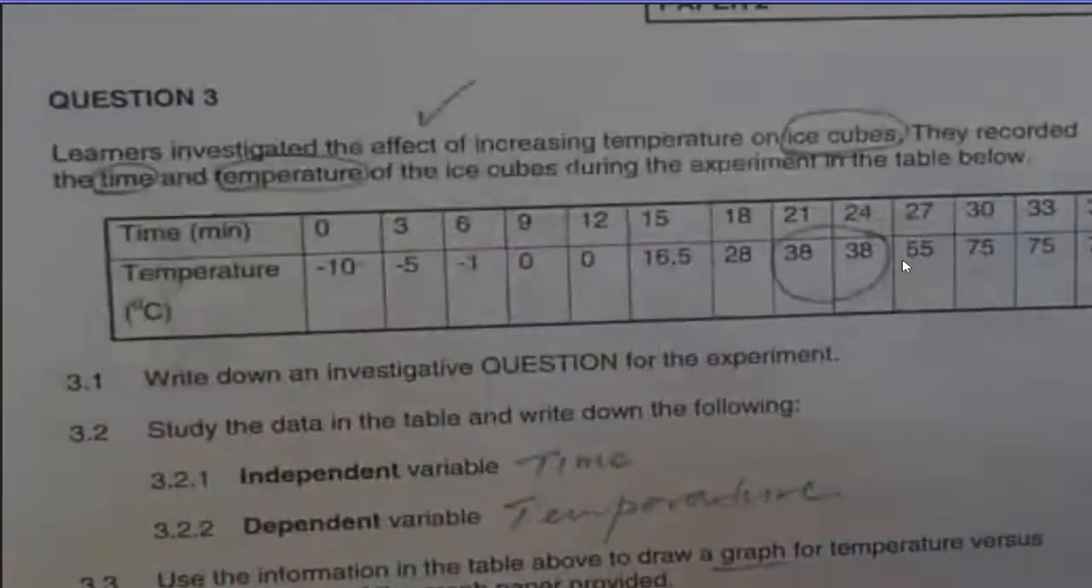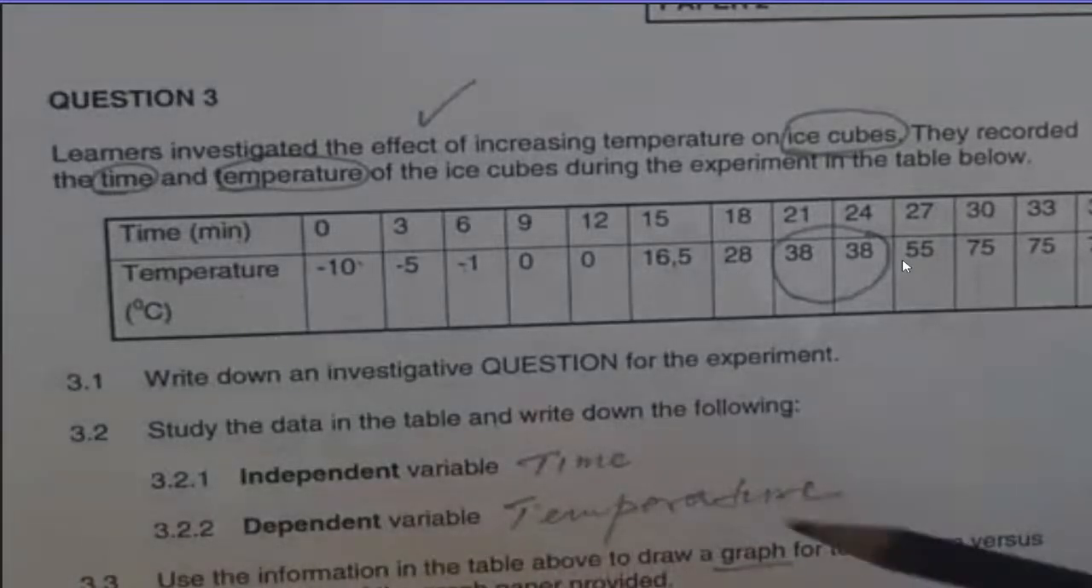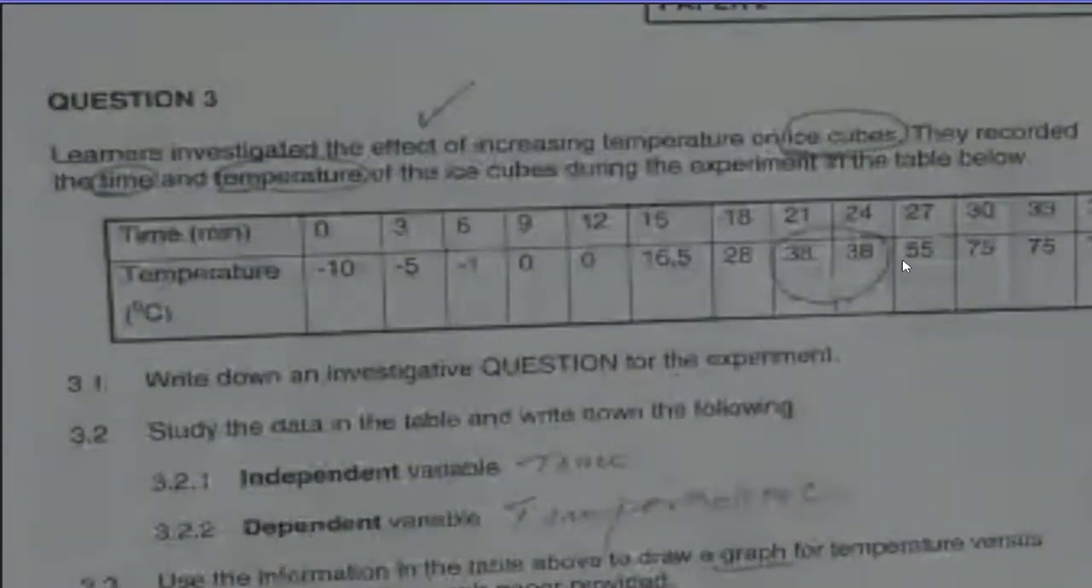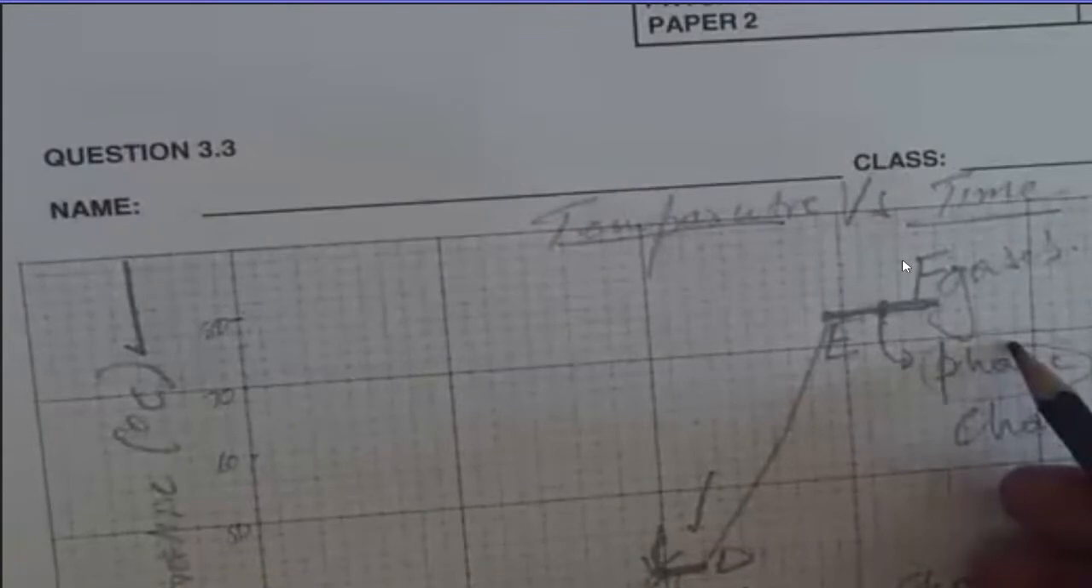But actually, this question was referring to 3.3: to draw the line graph, and the last part to explain why the temperature remains constant. So it remains constant because now it must be the phase change. So maybe it can be the boiling point.